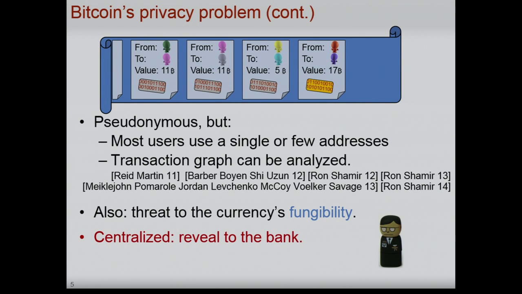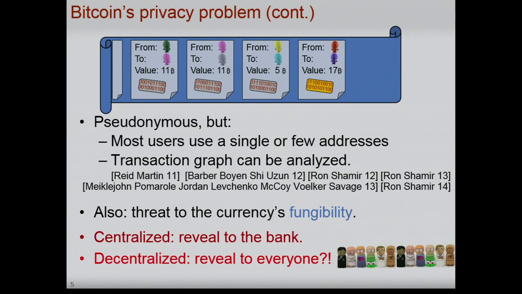So we started off creating a decentralized system to avoid trusting a bank. But with respect to privacy, we made things much worse by having to trust everyone not to look at the ledger and see our private information. Clearly not a reasonable way to build a currency.